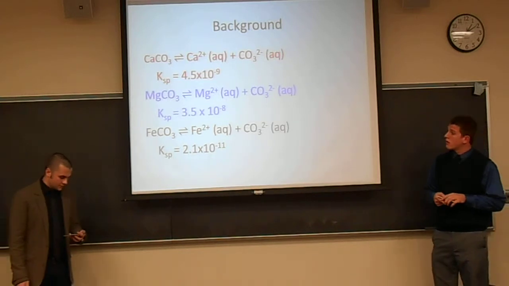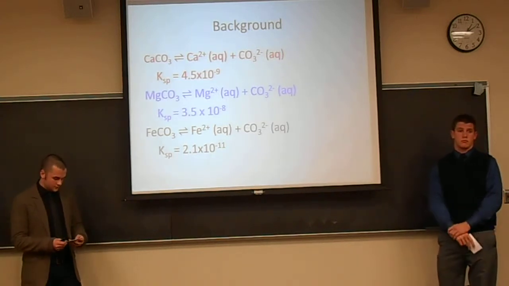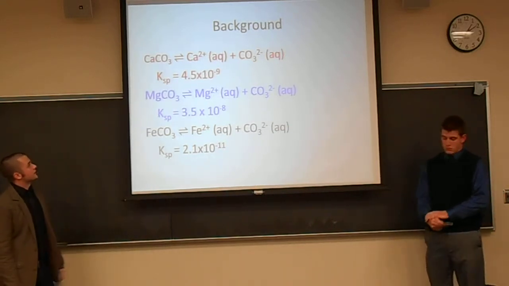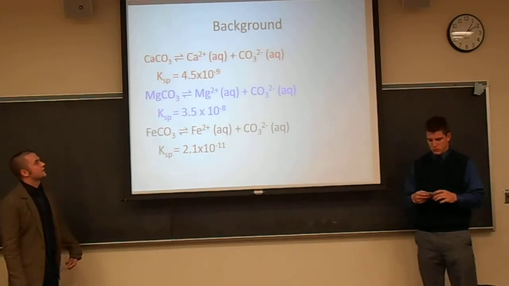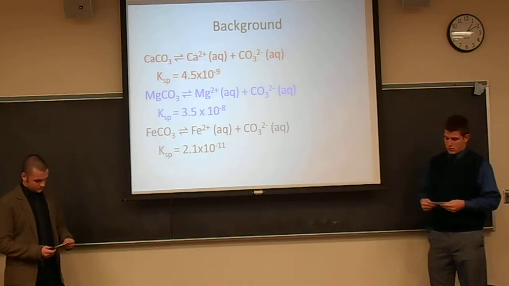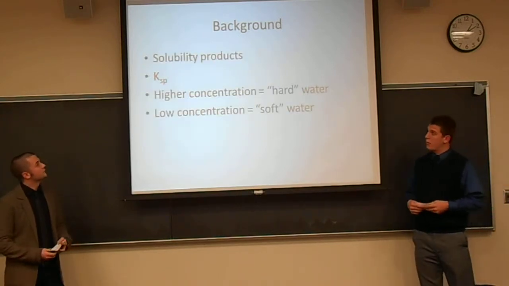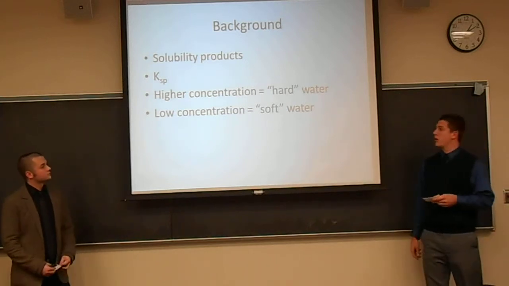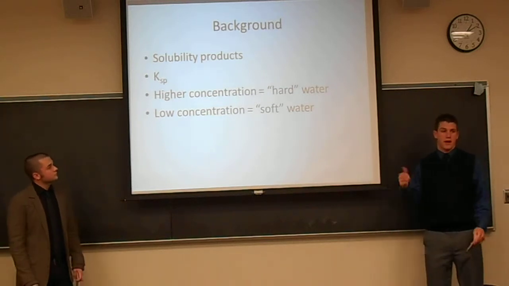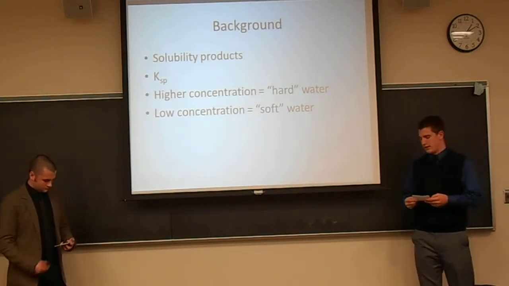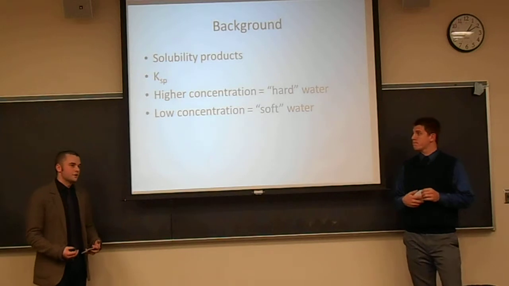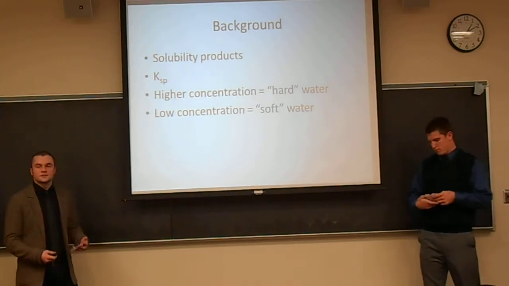Over time, the calcium carbonate can dissolve in the water, and here are the equations that show that. For example, the first one shows calcium carbonate dissolving into calcium and carbonate, and the Ksp values are shown below. The solubility products are the equilibrium constants for these reactions and are given the symbol Ksp. The Ksp values favor the reactant side. Water that has a high concentration of these cations is considered to be hard, and the opposite is true: with low concentration it is considered to be soft water.